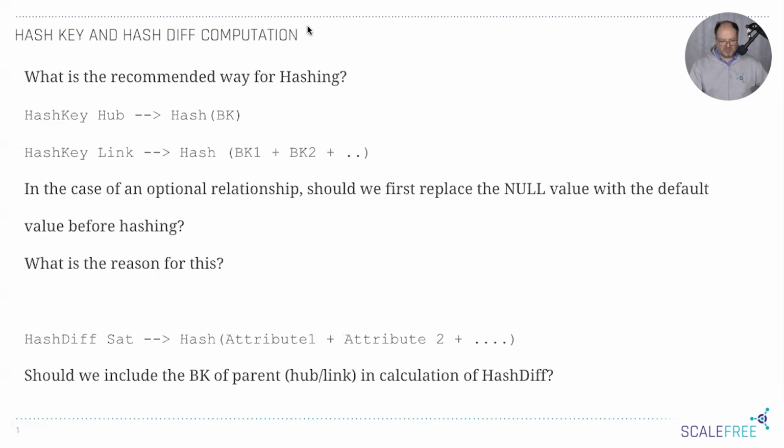Okay. And then for the HashDiff value, and yeah, so sorry. For hubs and links, it's more or less the same approach. The hash key is always computed like this.